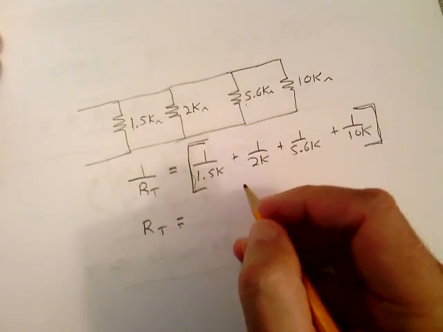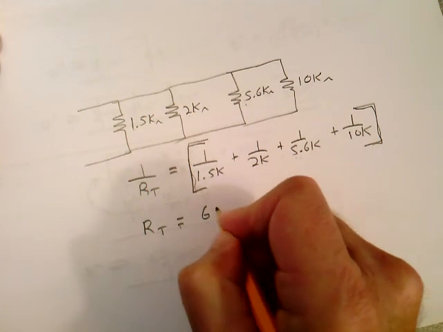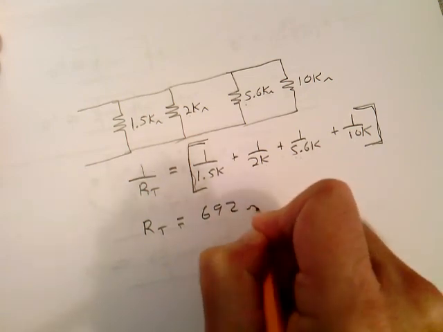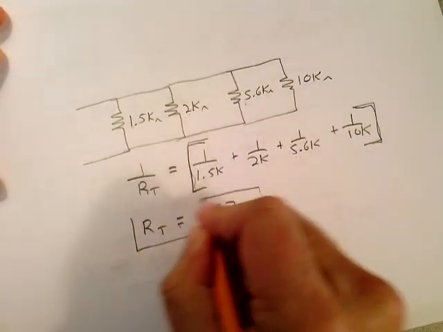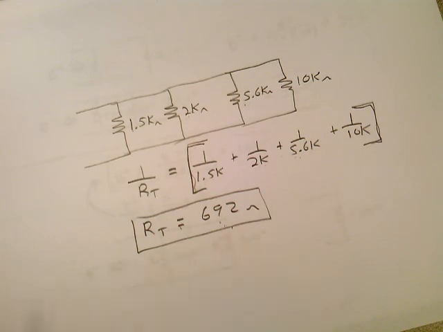And what I get in this case, sort of a crazy answer, but this is what you'll get. Let's round it off to 692 ohms. You end up with 692 ohms. Try it different ways and see if you get that.